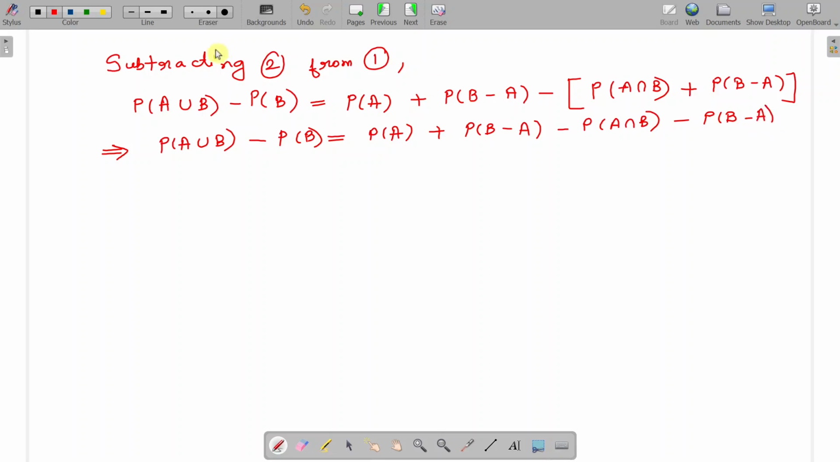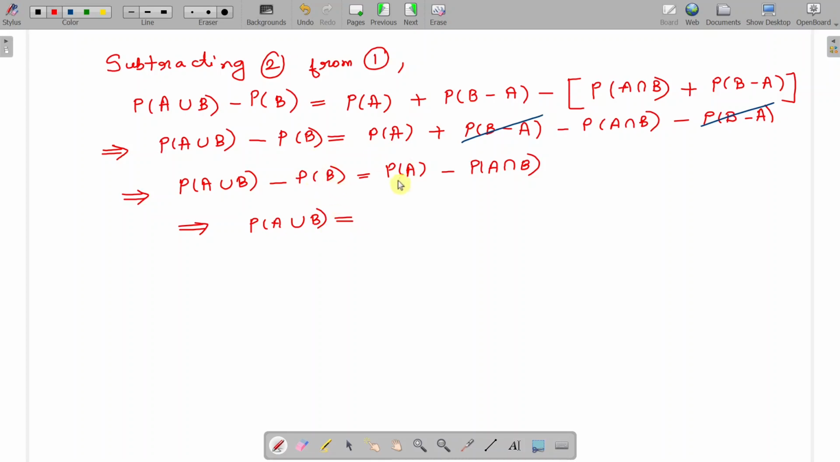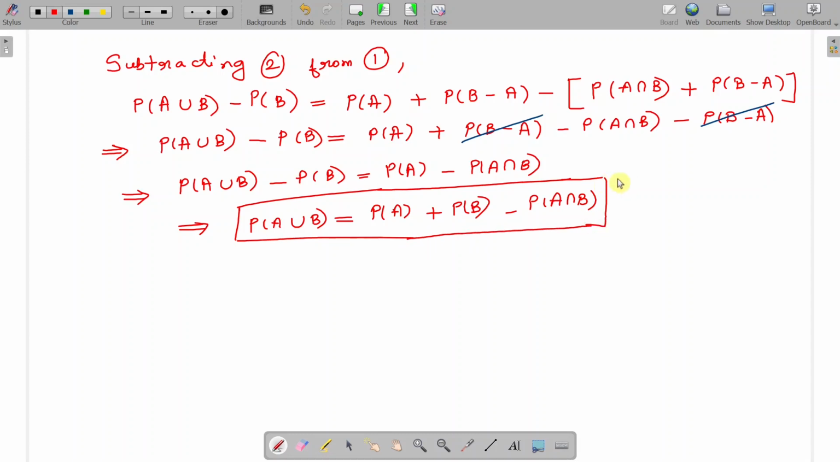So probability of B minus A minus probability of B minus A gets cancelled, and we get probability of A union B minus probability of B is equal to probability of A minus probability of A intersection B. This implies probability of A union B is equal to, taking the minus B to the right hand side, probability of A plus probability of B minus probability of A intersection B. This is the formula: probability of A union B is equal to probability of A plus probability of B minus probability of A intersection B.